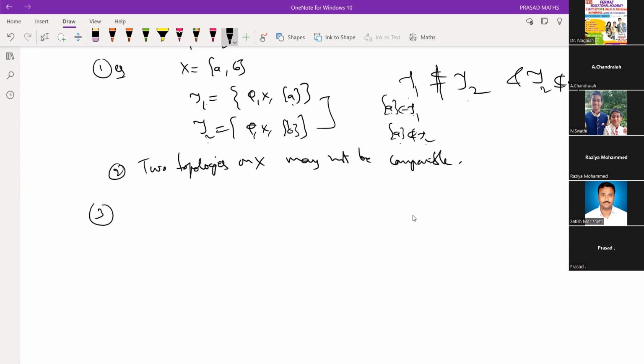Suppose you are given the indiscrete topology. What is the indiscrete topology? Suppose my set is X; the indiscrete topology is empty and X. The indiscrete topology is always contained in the cofinite topology. Yes or no?